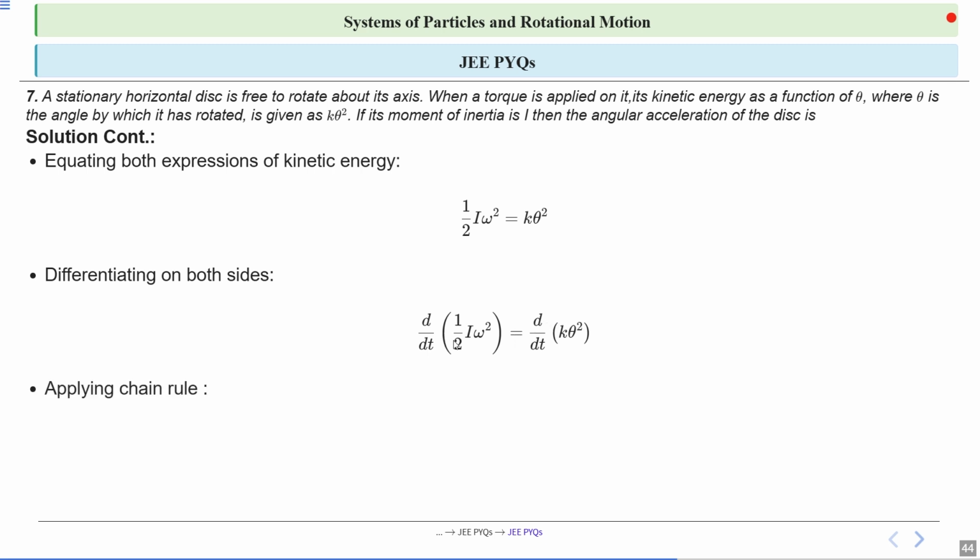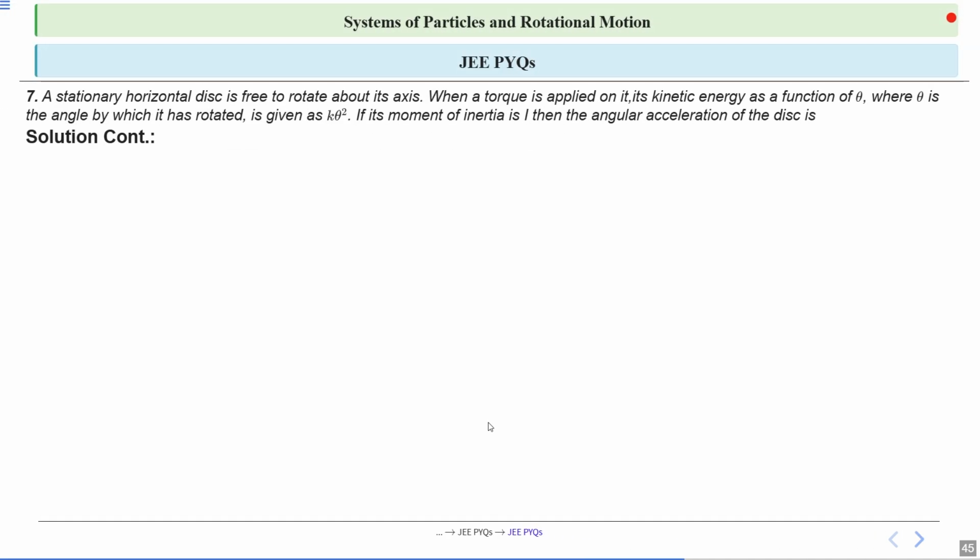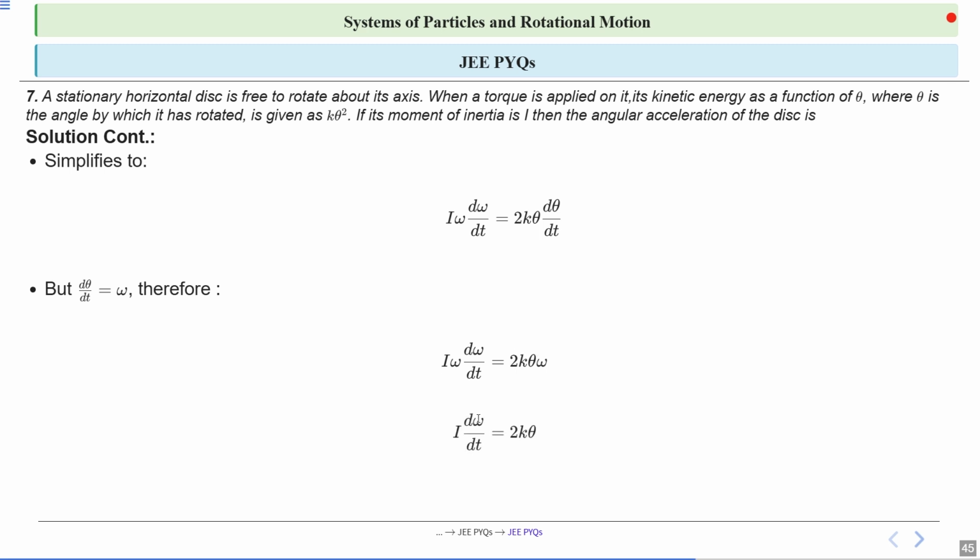Applying the chain rule here, we get 1 by 2 I 2 omega d omega by dt equal to k into 2 theta d theta by dt. This simplifies to I omega d omega by dt equal to 2k theta d theta by dt. But d theta by dt is equal to omega, therefore I omega d omega by dt is equal to 2k theta omega. So I into d omega by dt equals 2k theta.